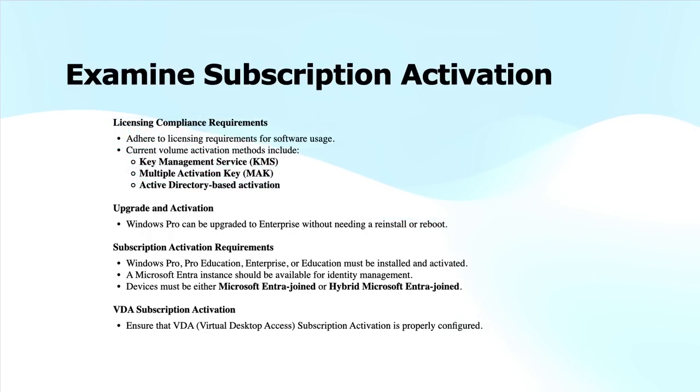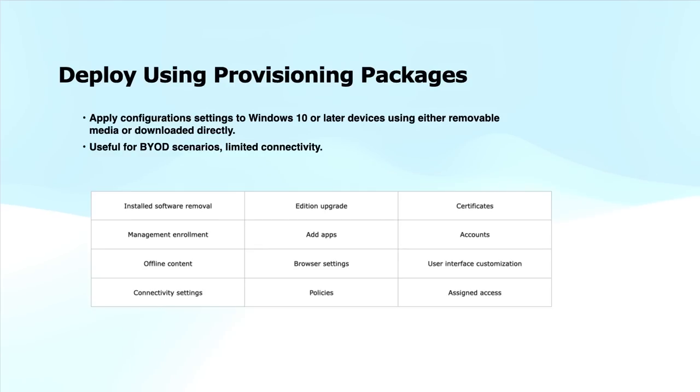Deploy using provisioning packages. If you want to deploy configurations using provisioning packages during the out-of-box experience or later when the device is up and running, this provisioning package applies the configuration settings to Windows 10 or later devices using either removable media or downloaded directly. Useful for bring your own device scenarios with limited connectivity.